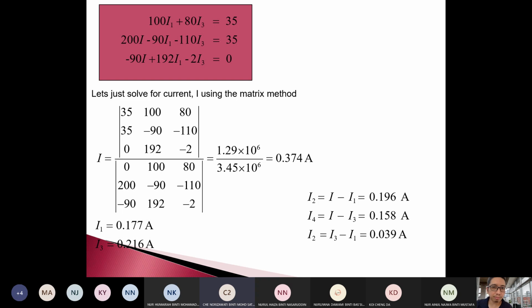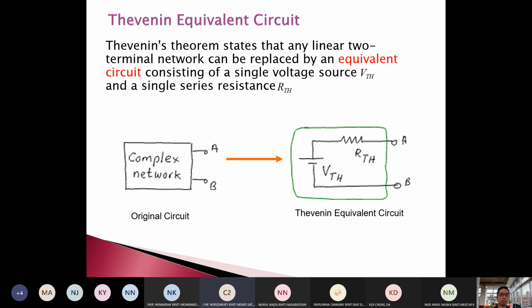Any question? All right. If no question, then let me continue with the last part of this basic circuit theory.